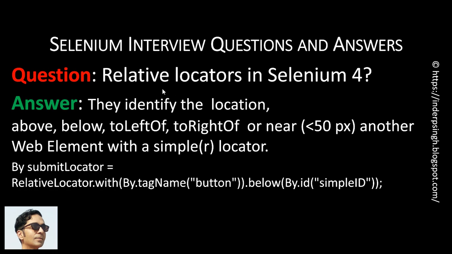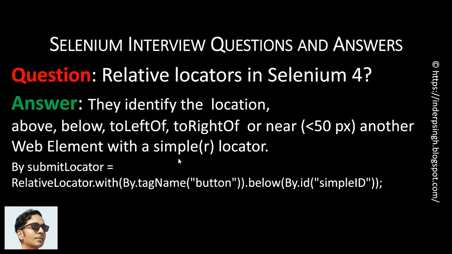What are relative locators in Selenium 4? Relative locators are a new feature. They identify the location which can be above, below, to the left of, to the right of, or near. Near meaning less than 50 pixels away from another web element with a simpler locator.